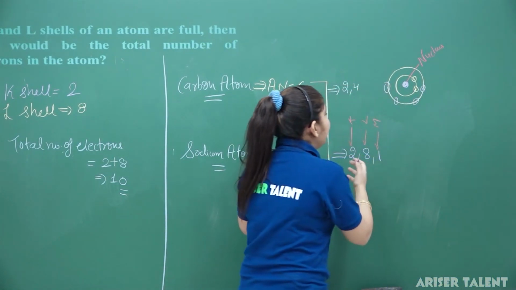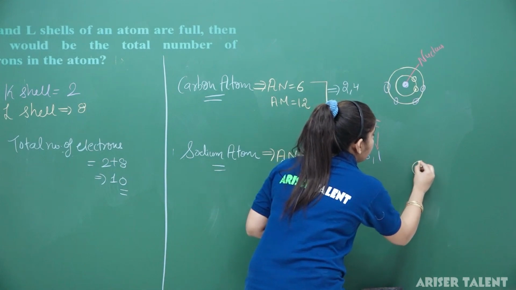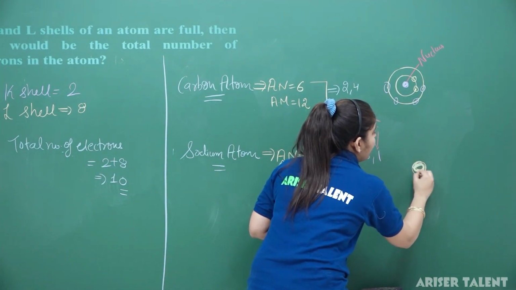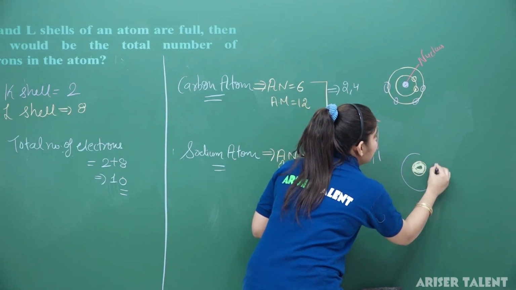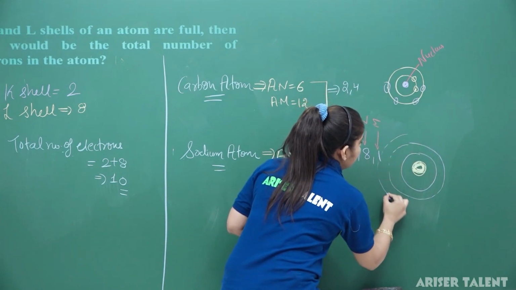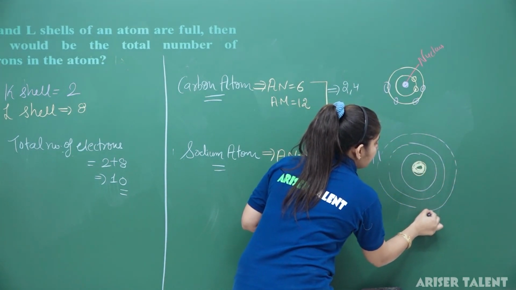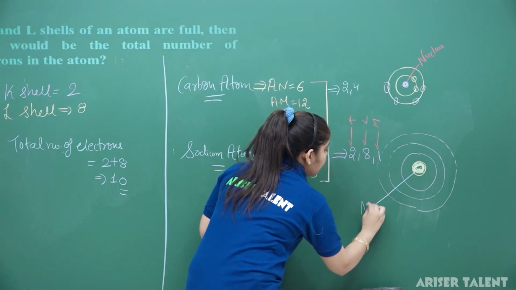Now we will do the electronic configuration as per KLM. So we have the nucleus in the center. Now we have our first shell, that is the K shell, the second shell is the L shell, and the third shell will be the M shell. So here we have the nucleus in the center.